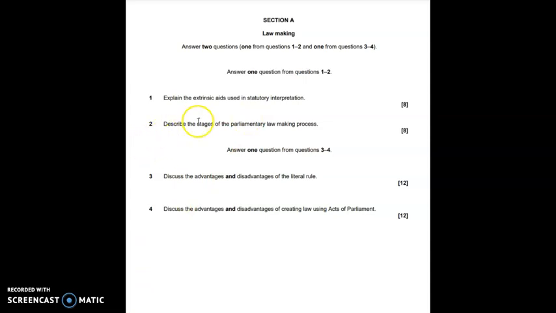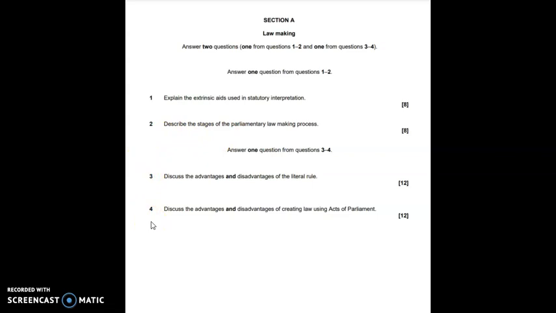Alternatively, if you choose question 2 here, you need to describe the stages of the parliamentary lawmaking process. And I do have a video on my channel that's dedicated to answering this question in detail. You just need to look at the parliamentary lawmaking process. But just briefly here, you would need to include the pre-legislative process, green paper, white paper, and outline the different stages that a bill goes through before it becomes an act of parliament. So first reading, second reading, committee stage, report stage, third reading, then go into the other house and getting the royal assent. And then you're going to choose either question 3 or 4.